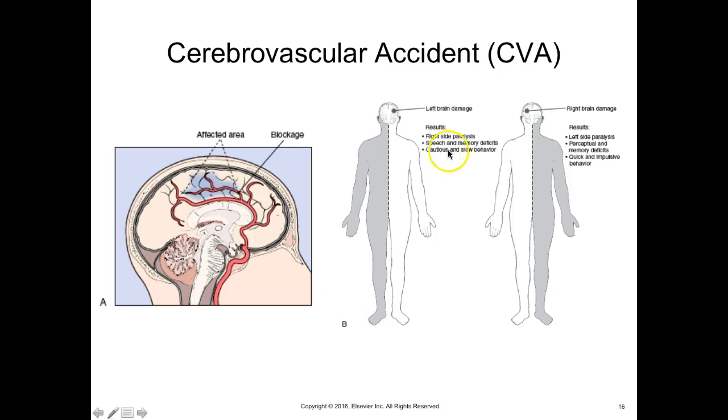And then we also can see speech and memory deficits, cautious and slow behavior with left brain damage, and with right brain damage we have perceptual and memory deficits, quick and impulsive behavior. So there's different types of strokes, which we'll talk about here. Let's say there is a thrombus formation or an embolus, then there's blockage, and this would affect that portion of the brain. There's also bleeding in the vessel, and that's a different type of cerebral vascular accident.